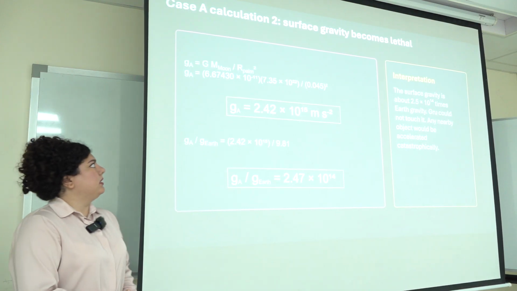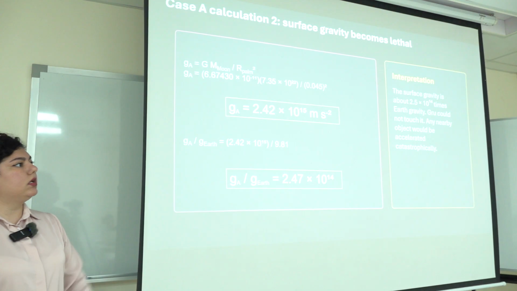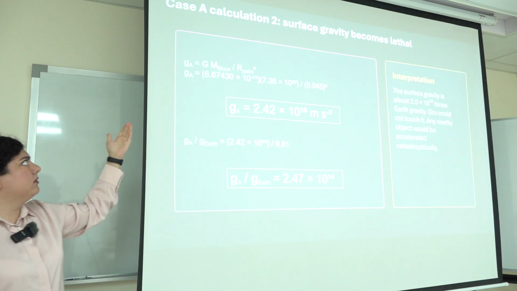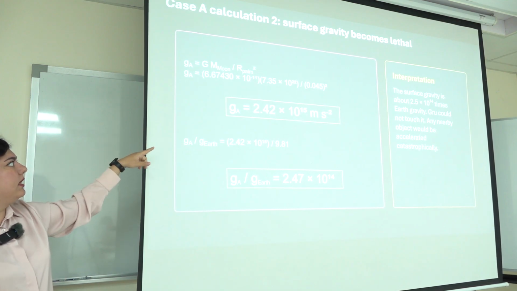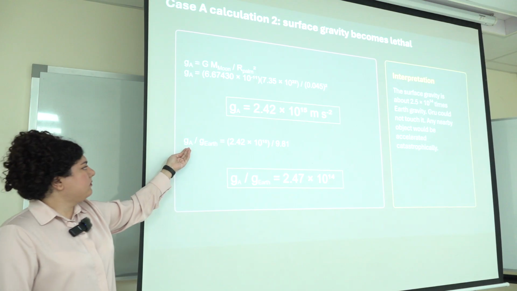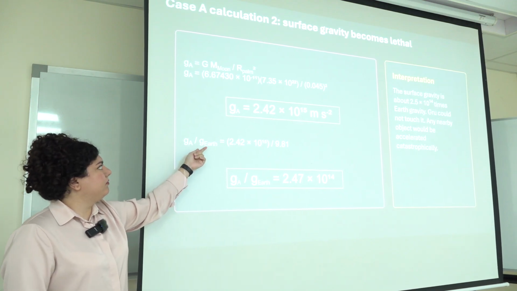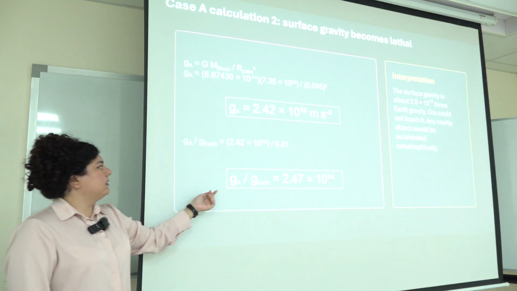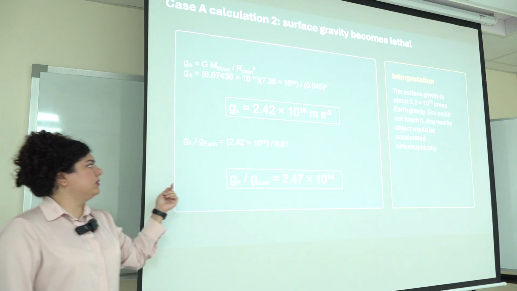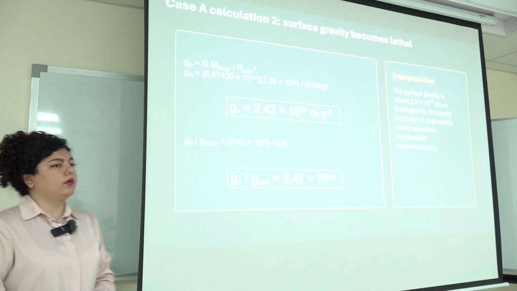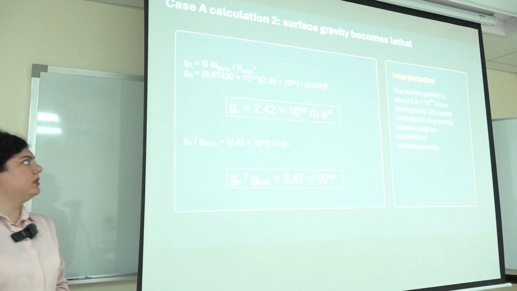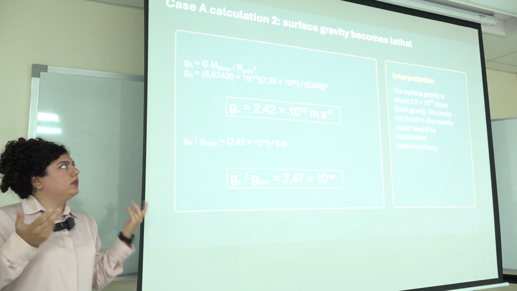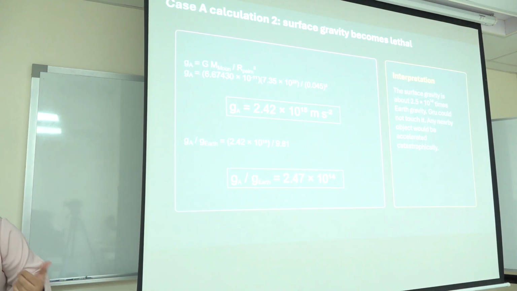And what about gravity? For gravity, if we use the formula GM over R squared, and we have the parameters for that, and we compare the gravity to the gravity of the Earth, which is approximately 9.8, we can see that the gravity is 2.45 times 10 to the power 14 more than the gravity of the Earth. So surface gravity is really high. So again, Gru cannot keep it in his hand.